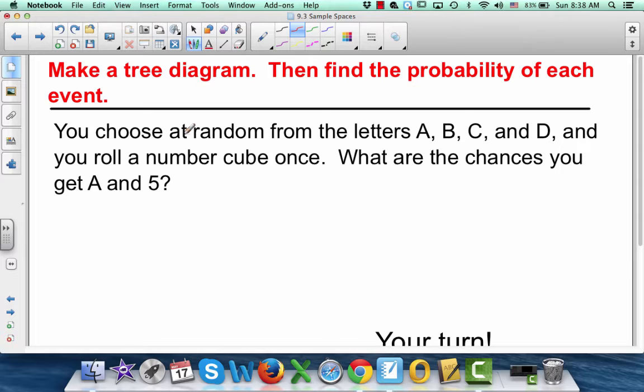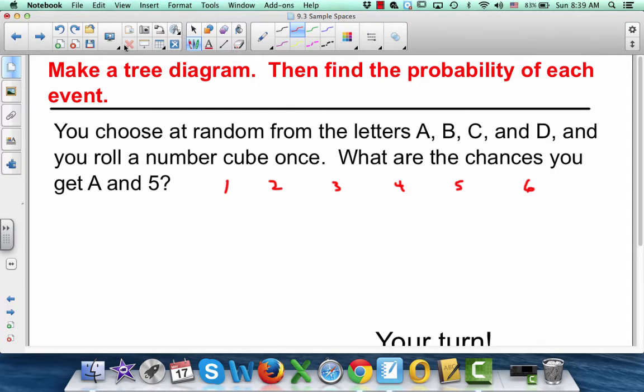Okay, let's make a tree diagram and then find the probability of each event. You choose at random from the letters A, B, C, and D, and you roll a number cube once. What are the chances you get an A and a 5? Remember, what you're going to do is list at the top. I'll start you out on this. You list at the top 1, 2, 3, 4, 5, 6. What do you think is going to go underneath each one of them? Yes, A, B, C, or D.